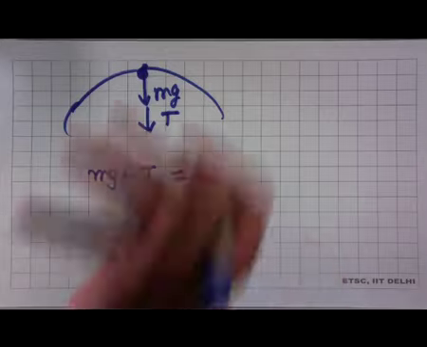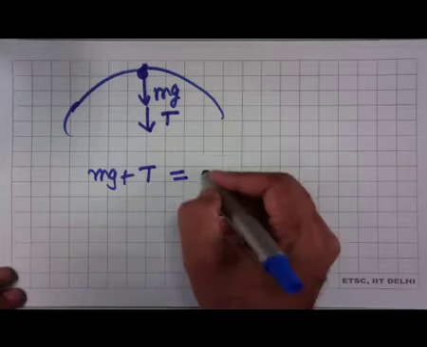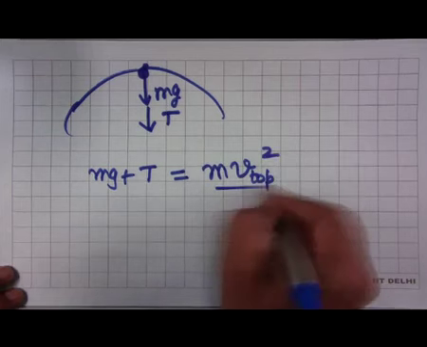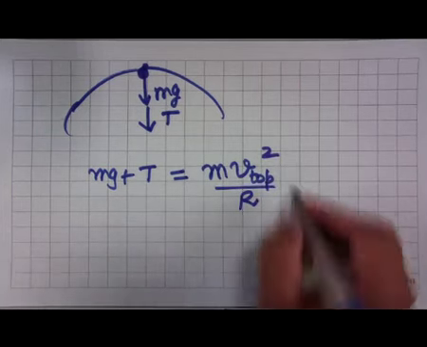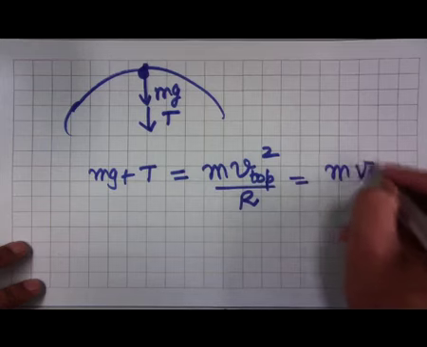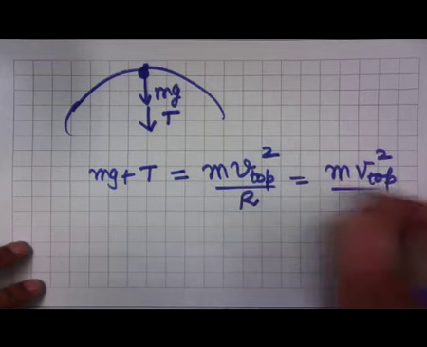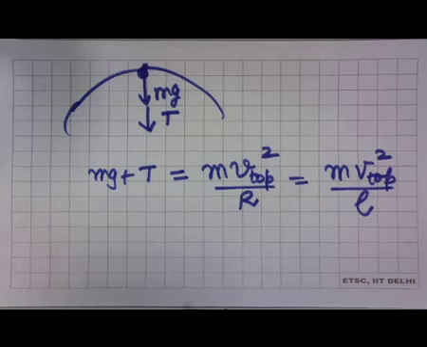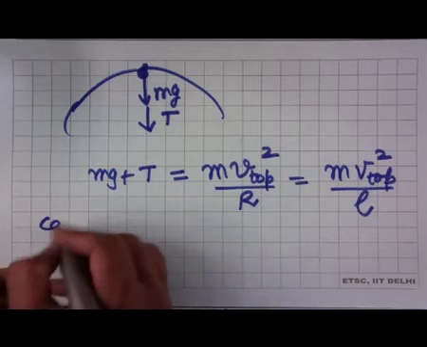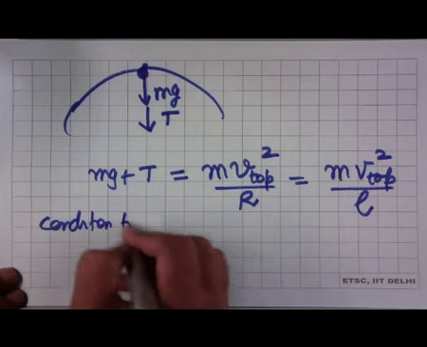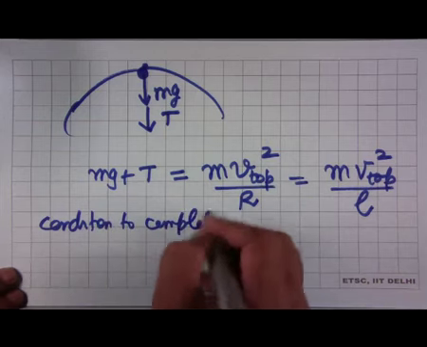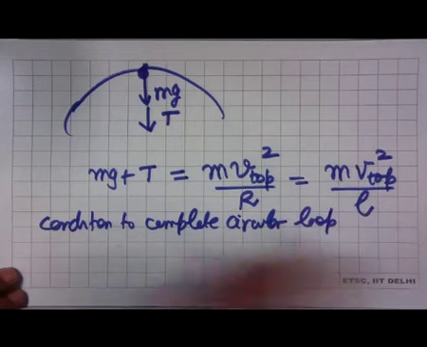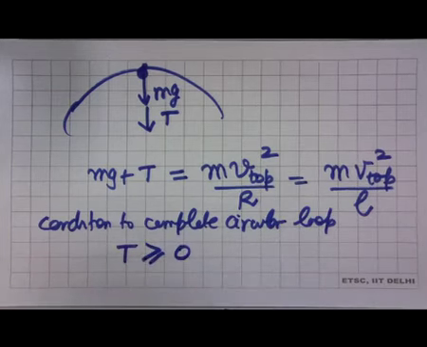This is equal to the total forces in the radial direction, and this must be equal to m times the velocity at the top divided by r, and r in this case is nothing but the length of the string. So, m times v top square upon L. And so, now the condition to complete the circular loop is that T must be greater than or equal to 0.